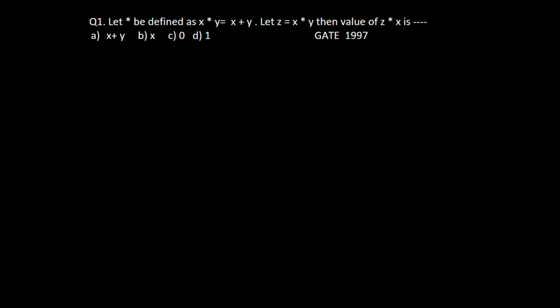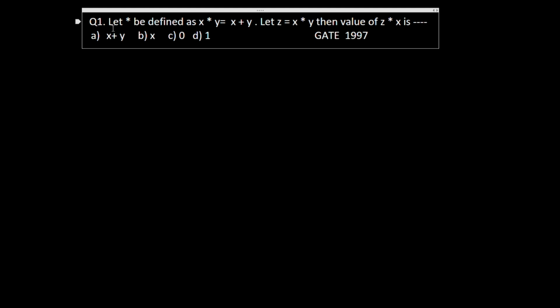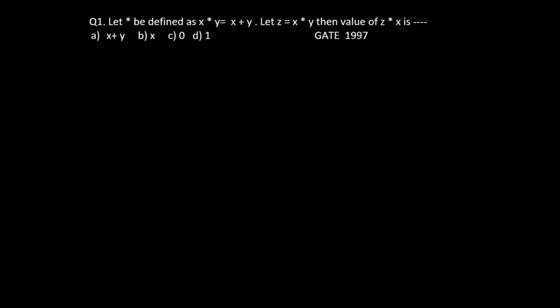Now we are going to solve GATE PYQs of digital electronics. Here is the first question. It is mentioned that x star y is equal to x plus y and z equals to x star y. These two conditions are given in this question.